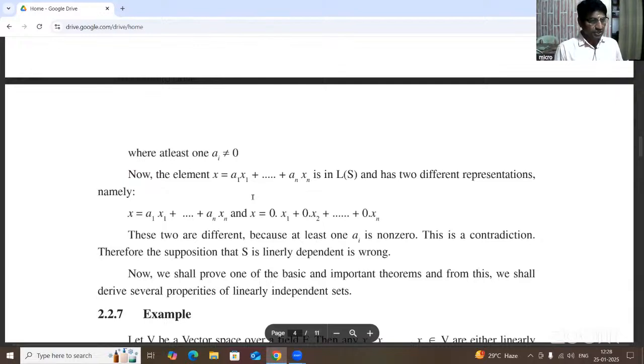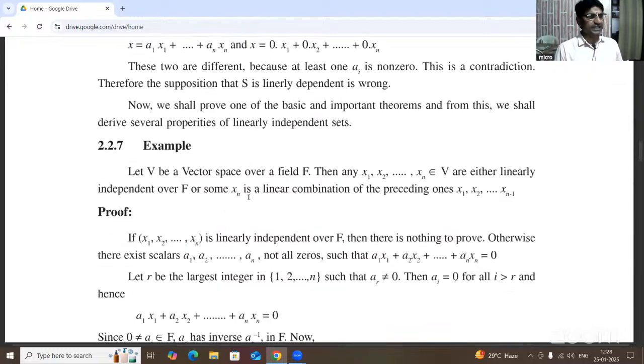Now to write the converse part. That is the simple theorem 2.2.6.